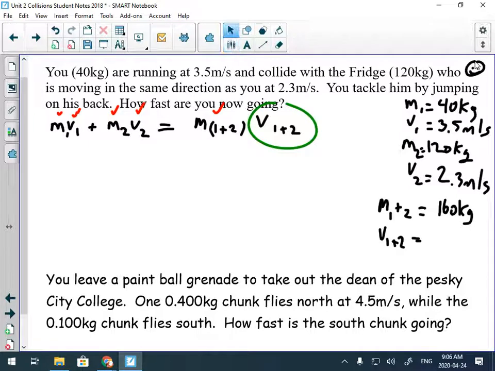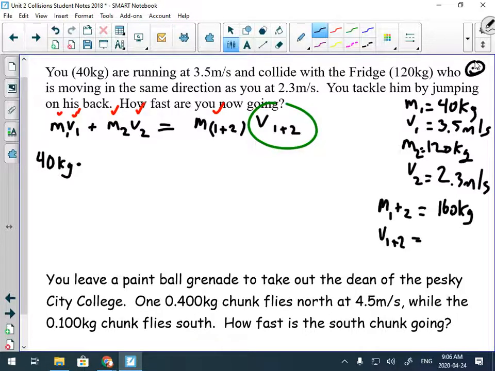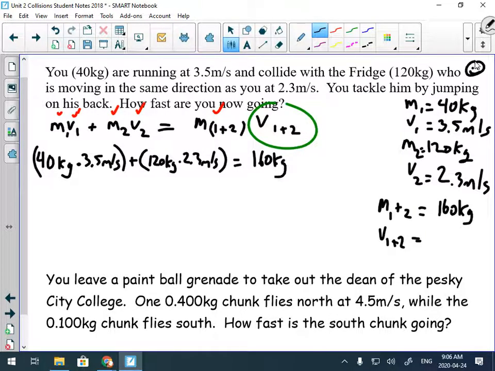All right, so let's put our numbers in and see how we can solve for this. So 40 kilograms, all right, times V1, which is 3.5 meters per second. Okay, that's the first part. We're going to add that to mass of the second system, 120 kilograms, and we're going to times that by how fast the fridge is moving, 2.3 meters per second. Okay, and that's equal to 160 kilograms times V1 plus V2.